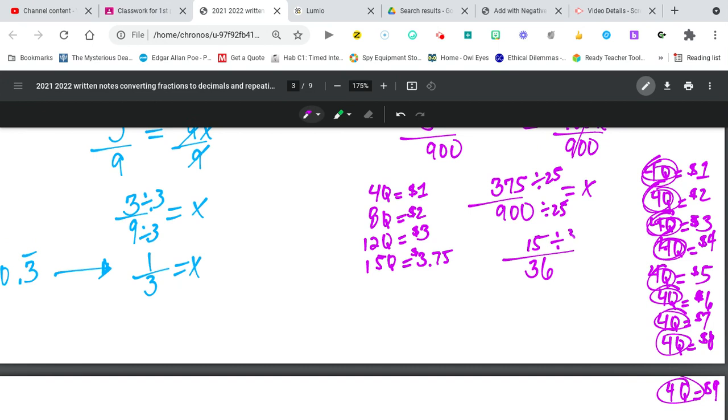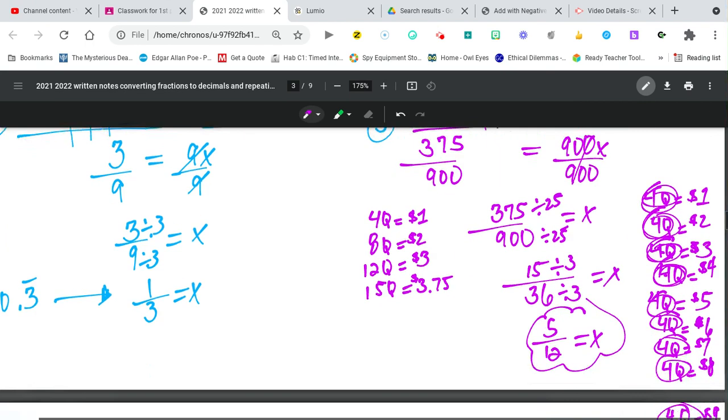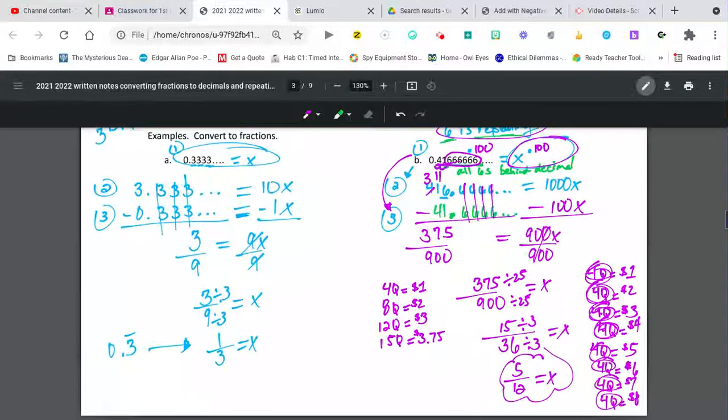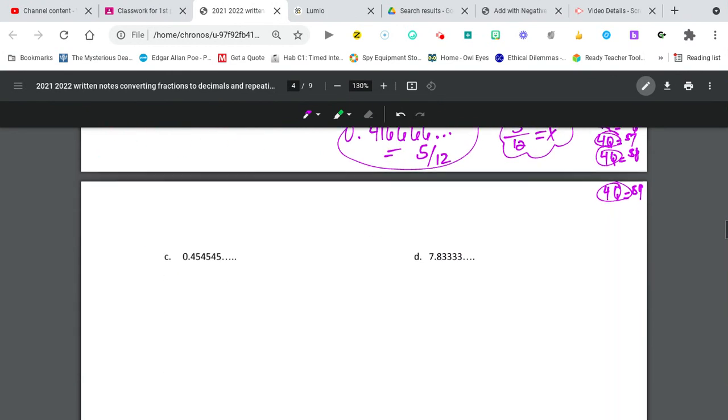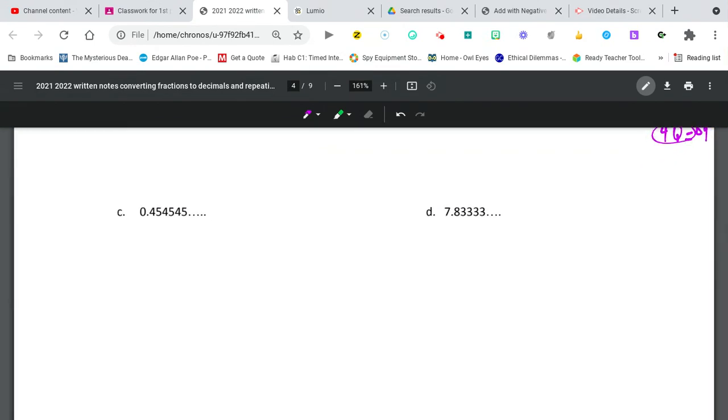And I can divide both of these by 3, guys. That would give me 5 over 12. So this equals 5/12 in simplest form. So I know that 0.4166666 and so on is equal to 5/12 in simplest form as a fraction. Okay, let's try and see. You pause the video and tell me the first step.